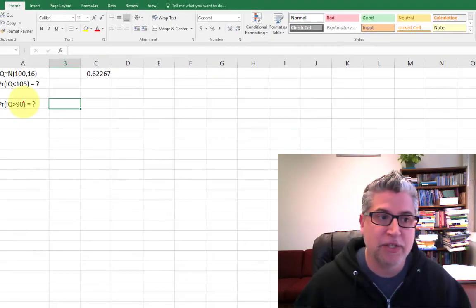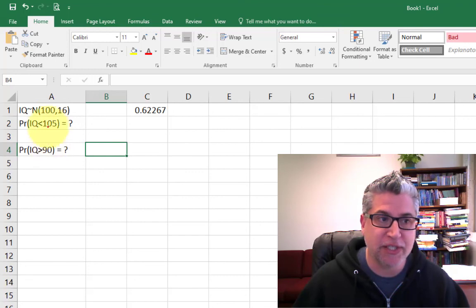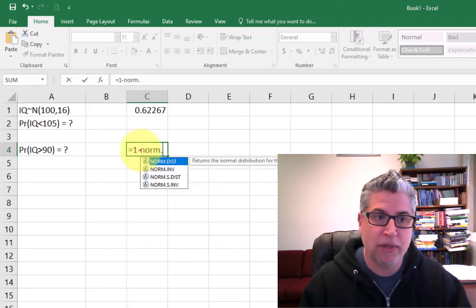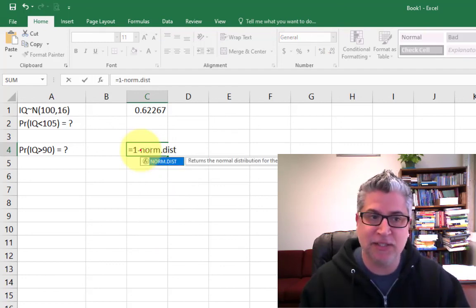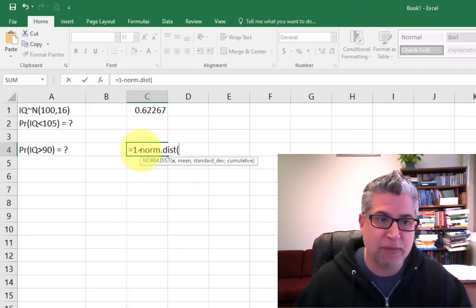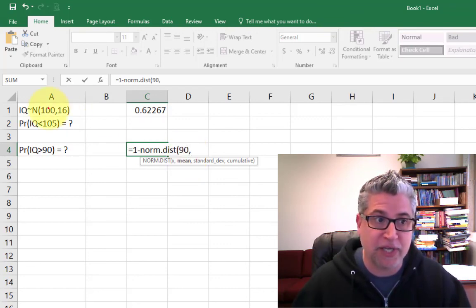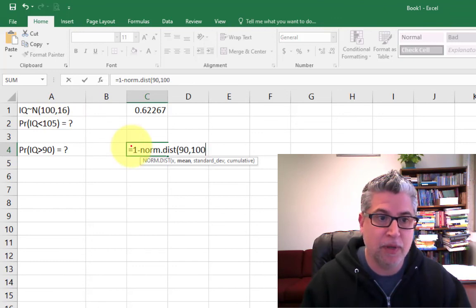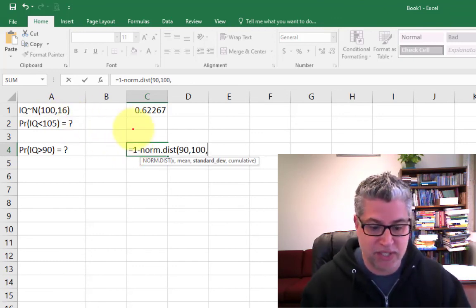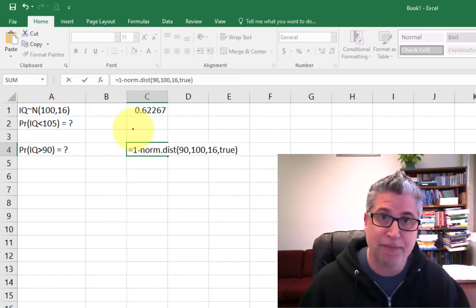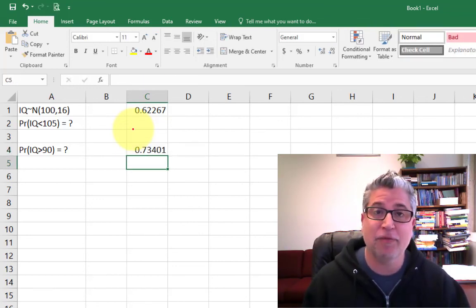Let's do it. All right, so I just typed myself a reminder about what my question is and the data for the question. And we just key in 1 minus norm dist. We don't do norm s because this isn't standard normal anymore. We give it the particular value of x that we're interested in, this 90. Then we got to tell it the mean for our particular question, which is 100. The standard deviation, which is 16. And then we always key in true there. Hit enter, and we get 73%.